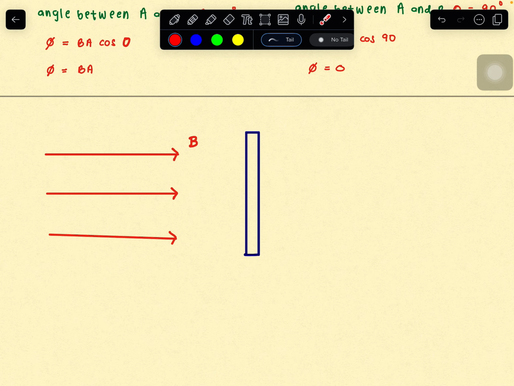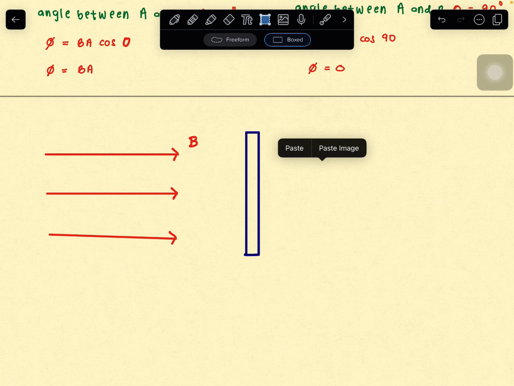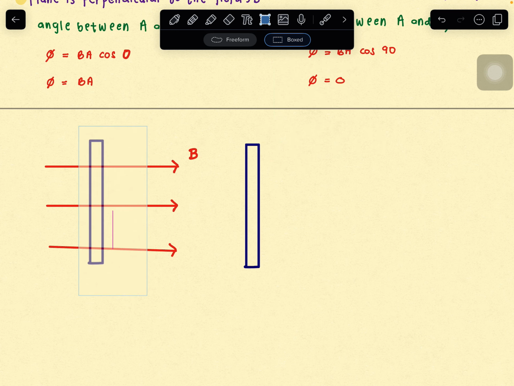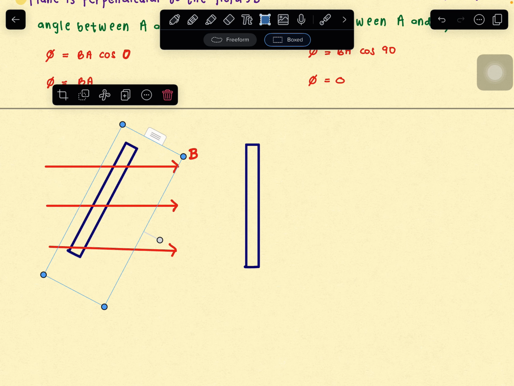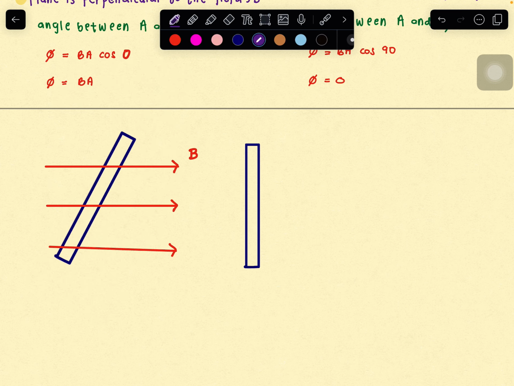Okay, let's consider again the magnetic field is going to the right. Now kita ada plane ni. Okay, so plane ni Miss letak, let me try untuk letak dia senget macam ni, at a certain degree lah maksudnya. Okay, contohlah degree ni, it's not 90. Maybe the degree is 30 degree.